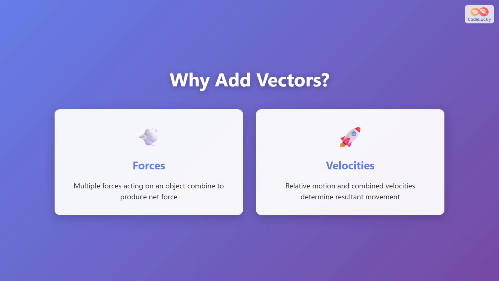Vectors are quantities that have both magnitude and direction. In physics, we often need to combine multiple vectors to find their net effect. For example, when multiple forces act on an object, they combine to produce a net force that determines the object's motion. Similarly, when dealing with velocities, such as a boat moving in a river with a current, we need to add the velocity vectors to find the resultant movement. Vector addition helps us understand how these quantities work together.